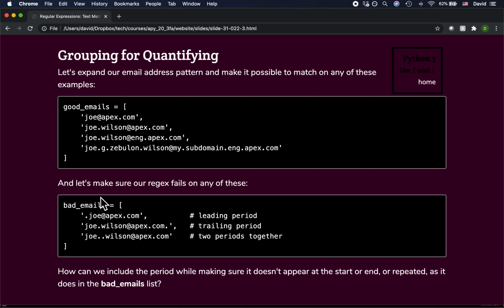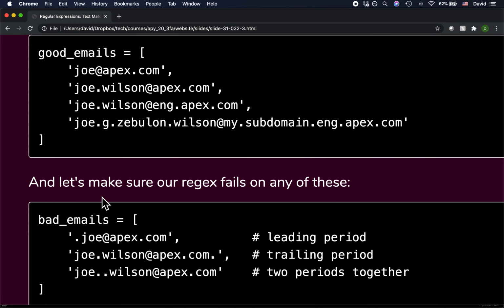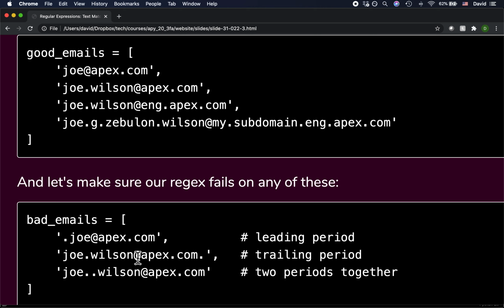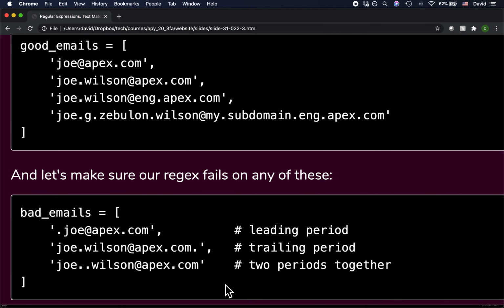We can also group for quantifying. I'm going to show a slightly more complex example. If you look at these patterns of good email addresses and you compare them to what we have below, you can see that there's actually a certain kind of sequence that's expected in these examples. Now again, this doesn't really cover all email addresses. Email addresses also allow for dashes and things like that. But there are certain things that will be rejected by email addresses and certain other combinations that will be accepted.